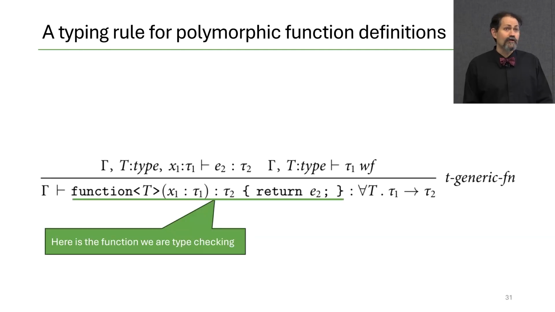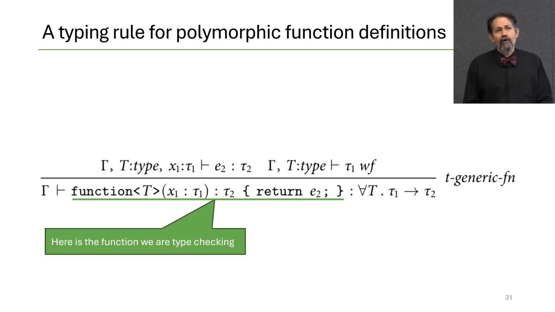How do we actually do type checking of polymorphic methods? Well, here is a typing rule for polymorphic function definitions in exactly the same style that I showed. So here's the function we're type checking. Function, again, with type parameter t, an argument x1 of type tau1, a result type tau2, and a body of the function e2 that gets returned. So how do we type check this?